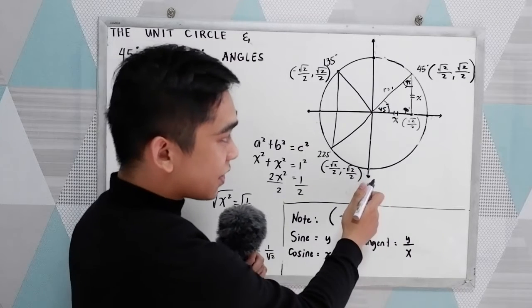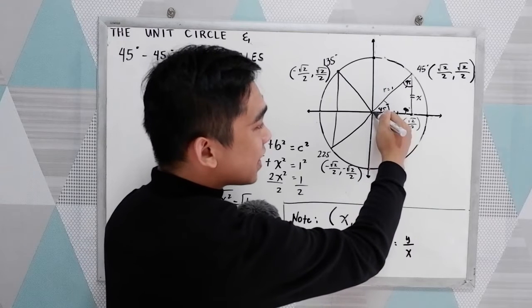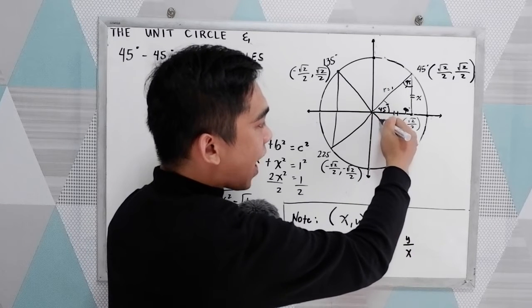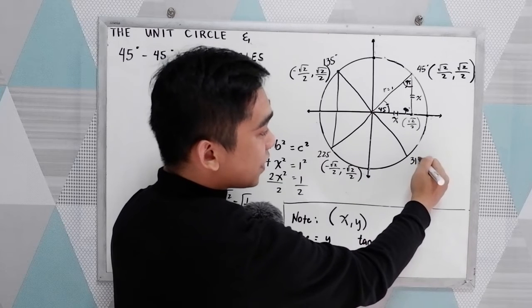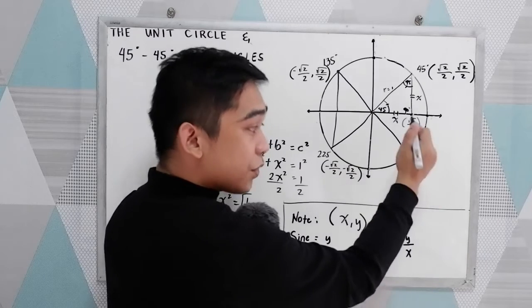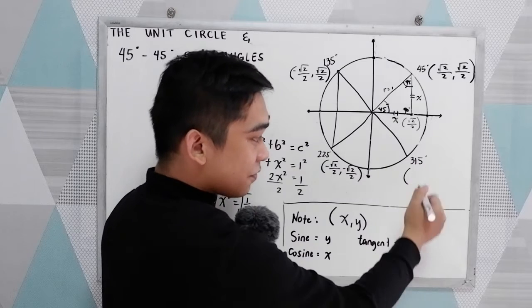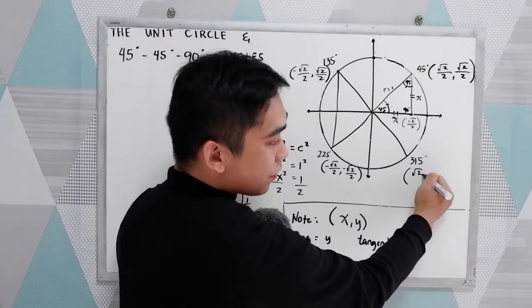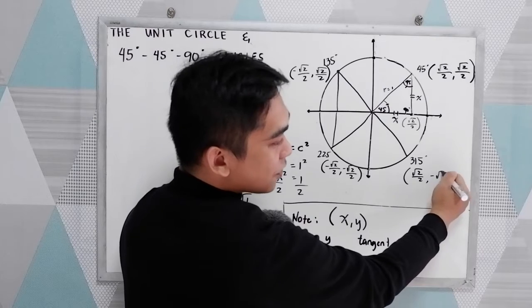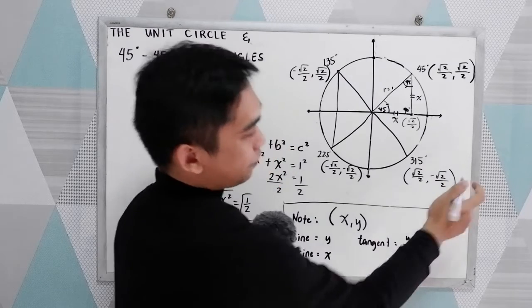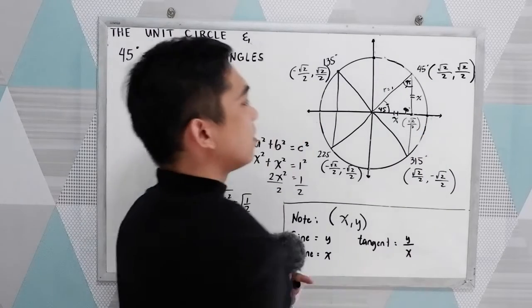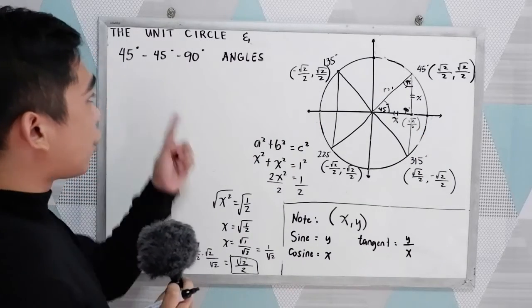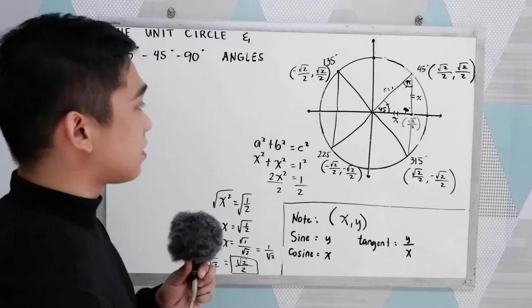So this is 270. Then 270 plus 45, that is 315 degrees. So quadrant 4, the sign is positive, negative. So positive square root of 2 over 2 and negative square root of 2 over 2. Okay, we are now done with the 45 degree angles.